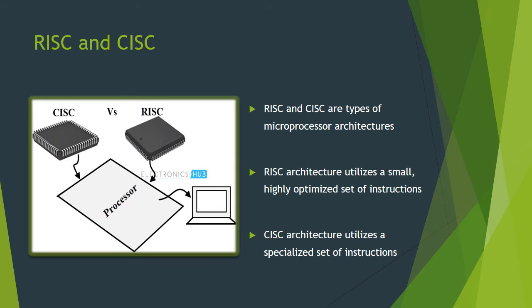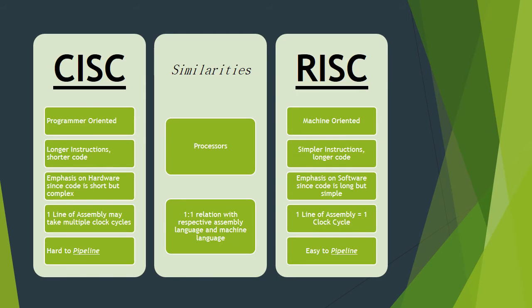RISC instructions are highly efficient, but due to their simplicity, they result in many more lines of code, whereas with CISC, one instruction may equate to several RISC instructions. This results in simpler code at the cost of efficiency. These are not the only differences between the two architectures.